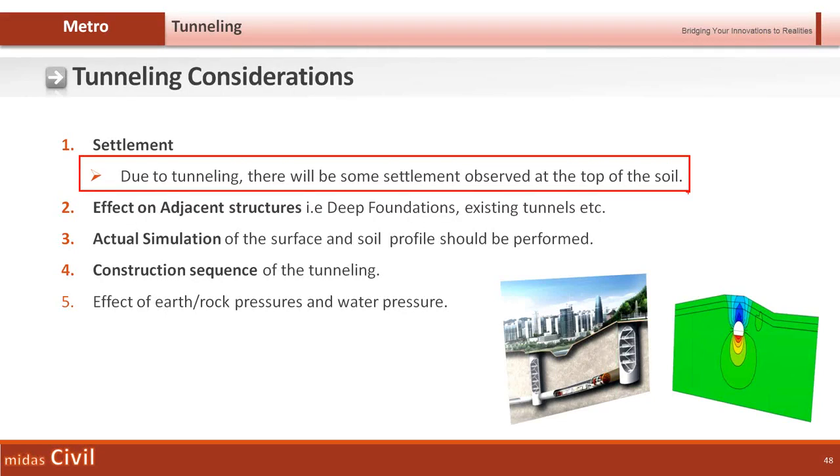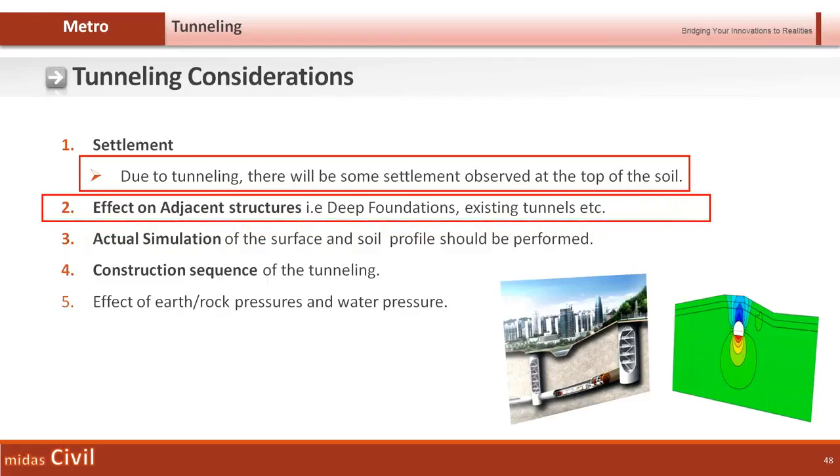So we will have some adjacent structures like deep foundations, adjoining tunnels, and all these things. When we go for tunneling, it will affect the adjacent structures also. The actual simulation of the surface and the soil should be performed: how the adjoining soil behaves, and what stress will be generated in the soil layer above and below. So all these things need to be considered.